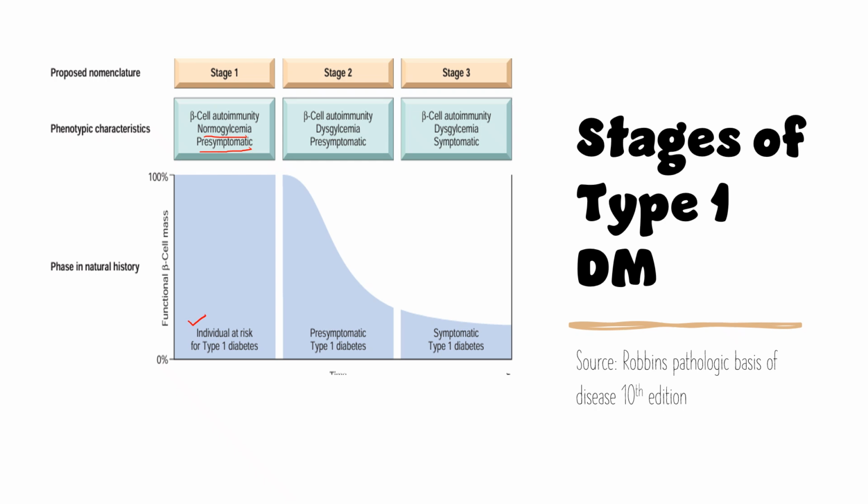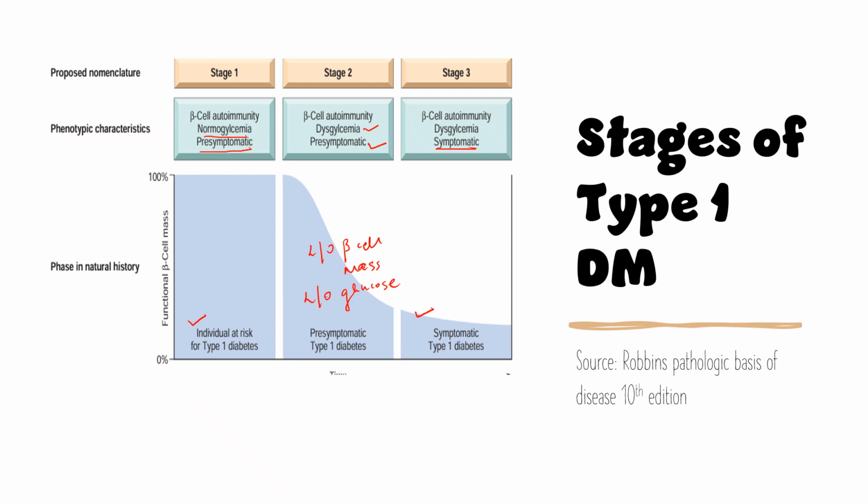Stage 2 is called dysglycemia, or the pre-symptomatic stage again, wherein the individuals are still not showing any frank symptoms of diabetes mellitus, but there is loss of beta cell mass at this stage. This progresses to stage 3, which is a symptomatic stage, and this is where the symptoms usually appear and the patient is type 1 diabetic.